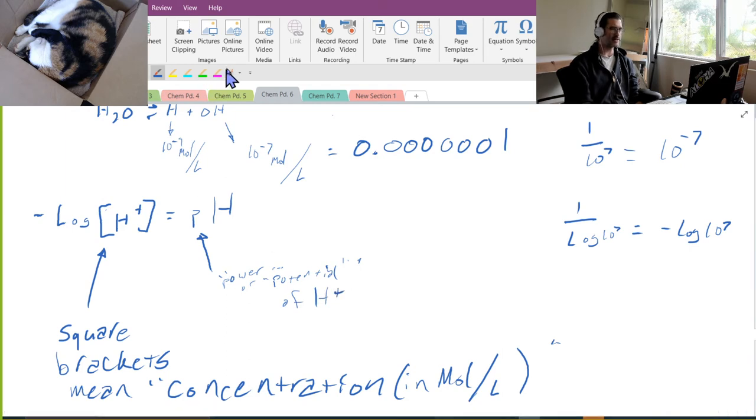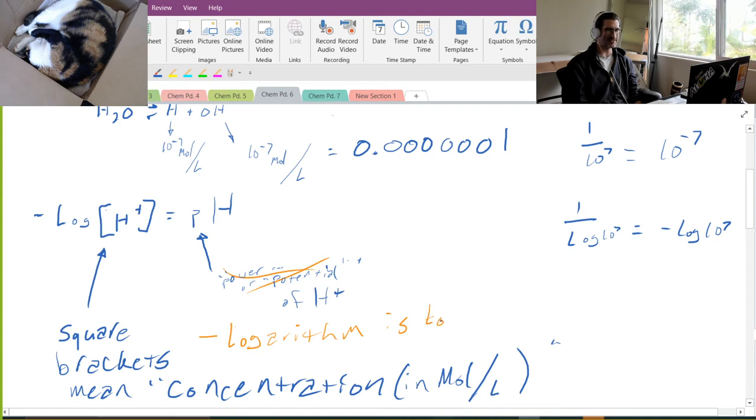but that's not what chemistry settled on, because chemistry uses this lowercase p to always mean negative log. Lowercase p is the negative logarithm. So the negative log of the concentration of H plus is the pH.